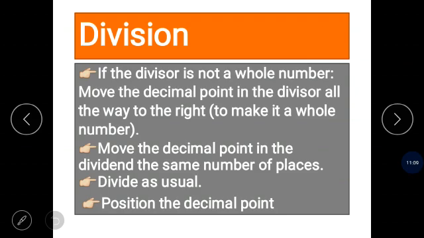In division, what you have to do is, if the divisor is not a whole number, move the decimal point in the divisor all the way to the right to make it a whole number. Move the decimal point in the dividend the same number of places, divide as usual, and position the decimal point. Let's see the example, then you will understand.